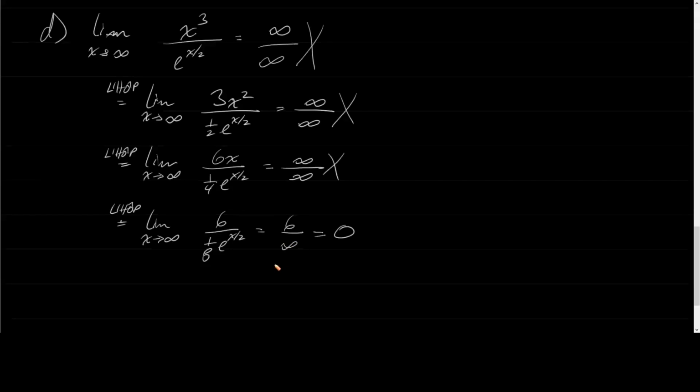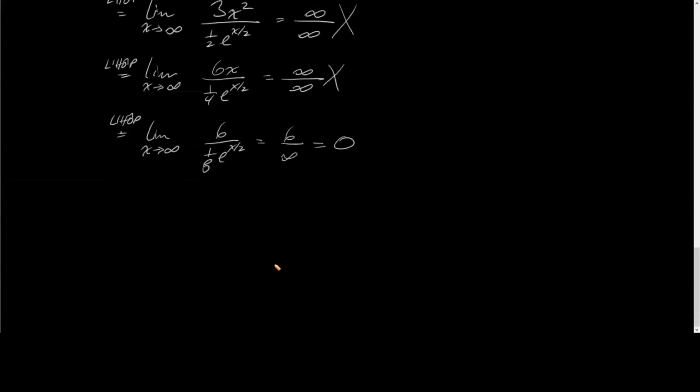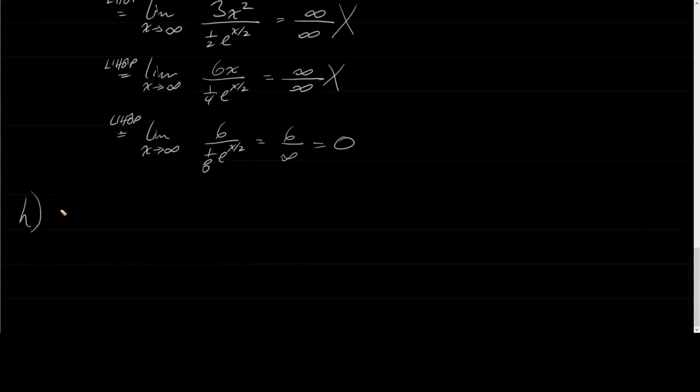And look at that. So in here, we just saw that L'Hopital's rule can get applied as many times as needed. All right. Let's do another one. H. Let's say I have the limit as x goes to 2 from the right of 8 over x squared minus 4 minus x over x minus 2.